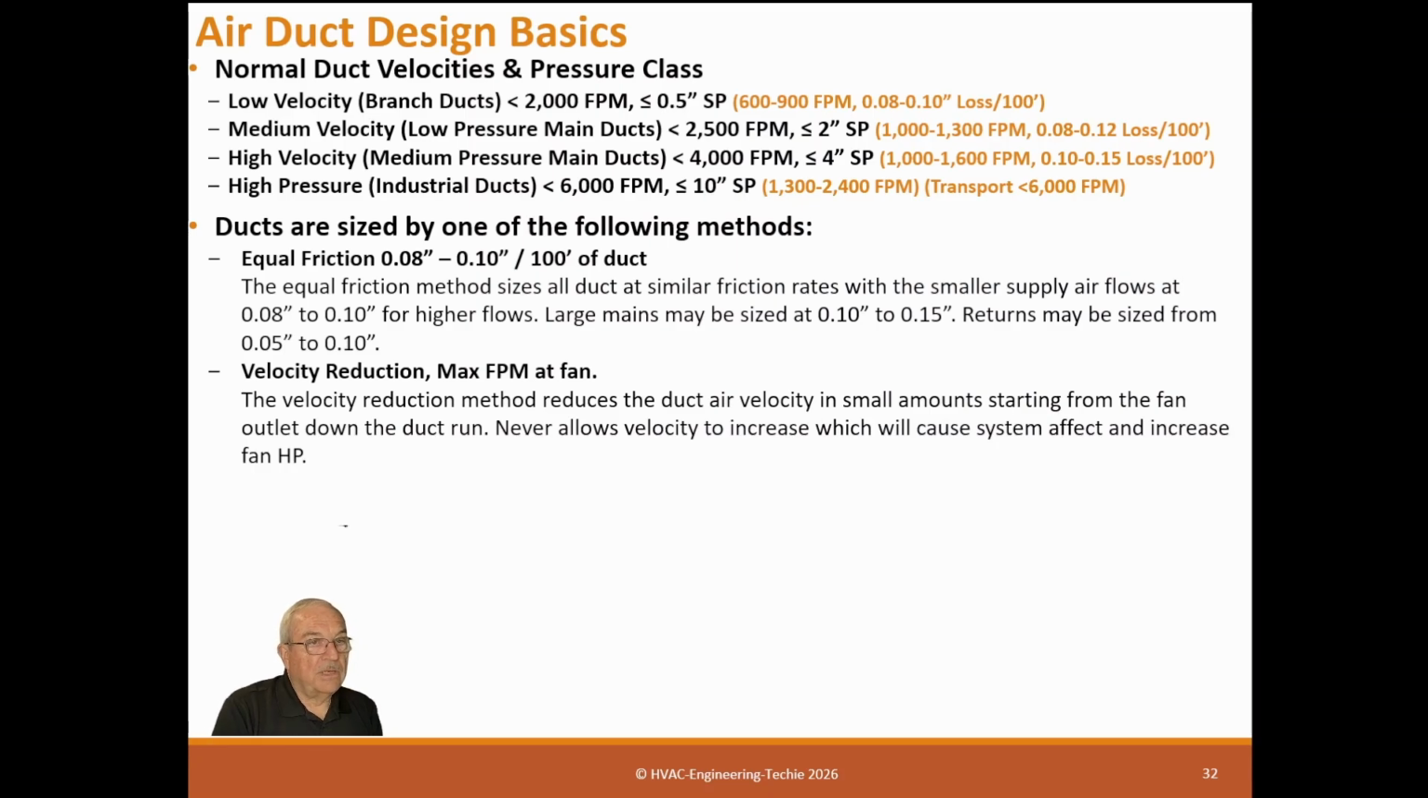The velocity reduction method reduces the duct air velocity in small amounts starting from the fan outlet down the duct run. It never allows velocity to increase, which will cause system effect and increase fan horsepower. So what we're saying is, if you size a fan and the fan's got a leaving velocity of 1,800 feet per minute, then you will start sizing ducts for slightly smaller feet per minute as you go down the duct run. That's hard to do, especially if you've got a zone system where you've got VAV boxes in it. Then it won't happen because you're going to have to increase the velocity at the box, at the control device. Any control device will increase the velocity of whatever's happening.